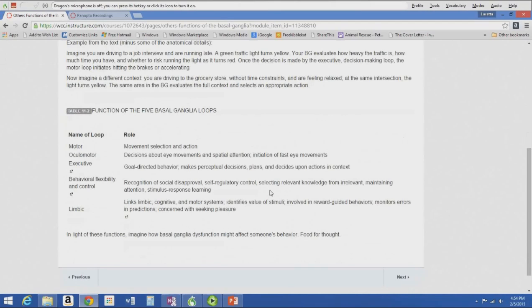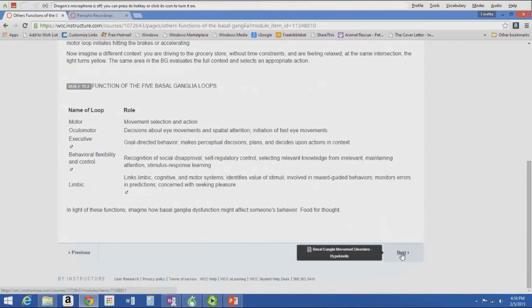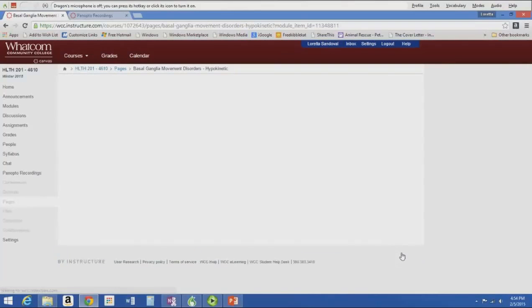Behavioral flexibility and control, that's one of the things that, as Parkinson's advances, people with more advanced Parkinson's have less behavioral flexibility, and it takes them longer to make decisions. So it's just interesting that that group of nuclei in our brain controls so many vital functions that really make our day-to-day life livable and possible.